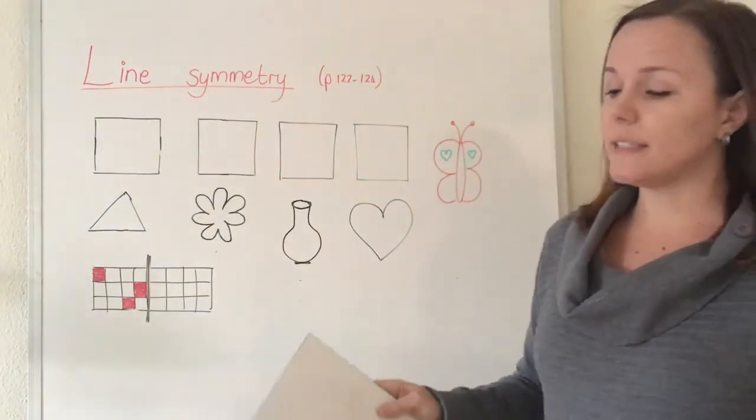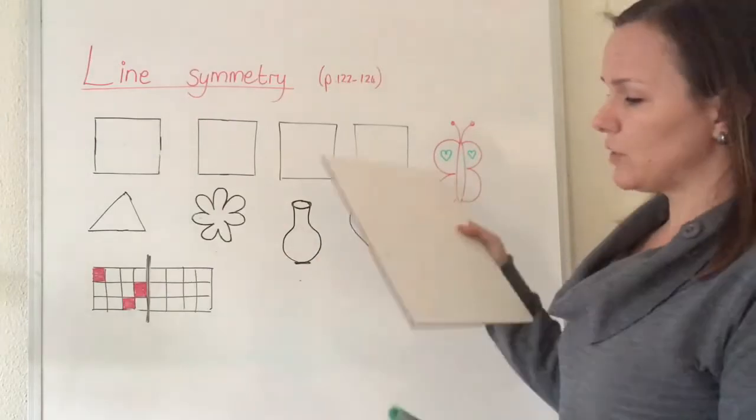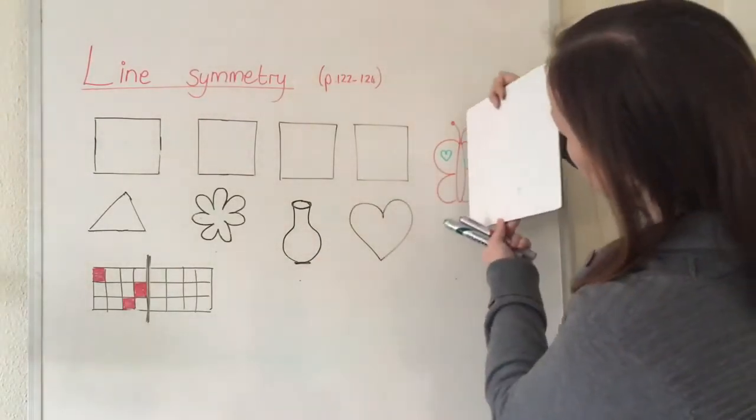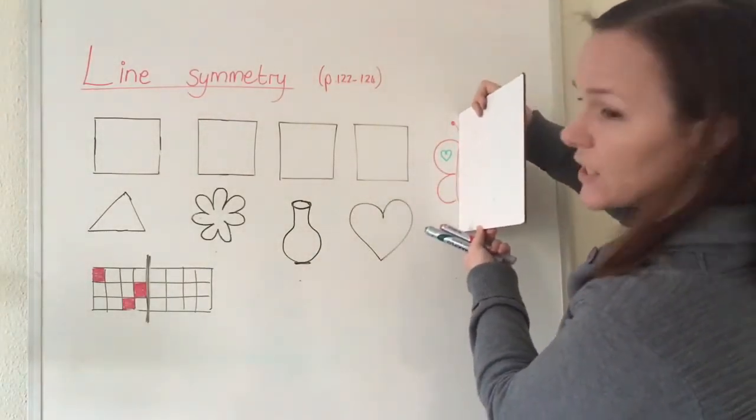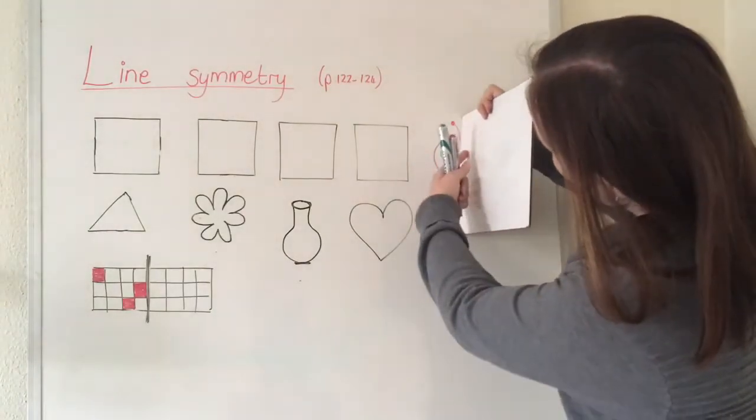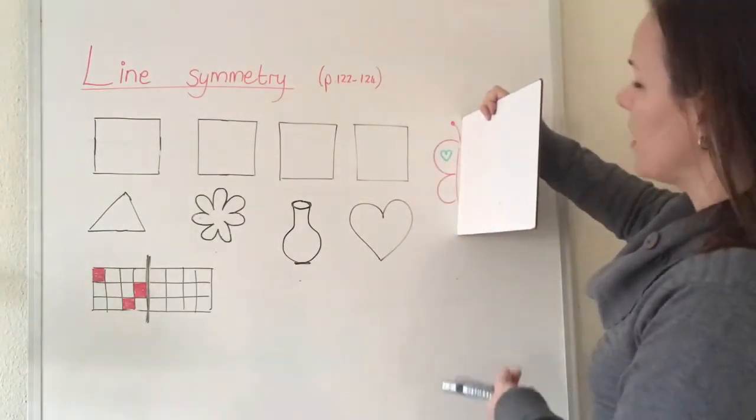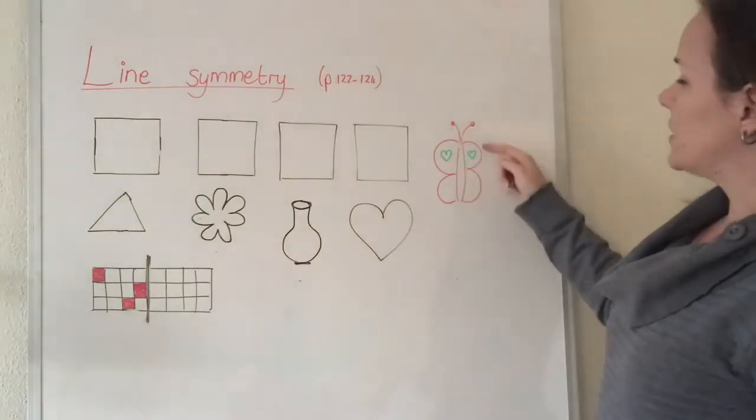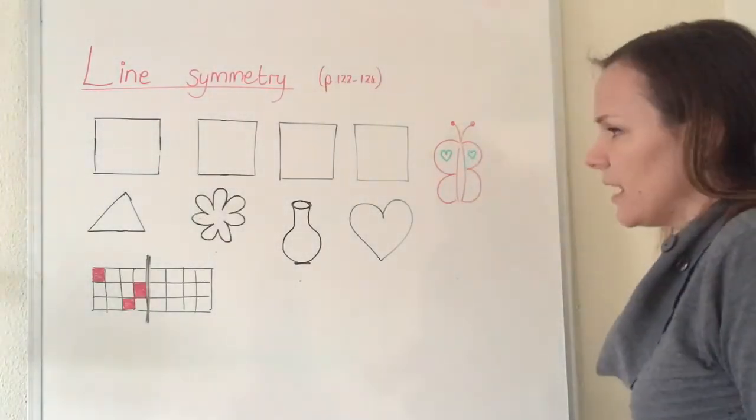And how you can test it is you can take a mirror, let's pretend this is a mirror, and you can put it in the middle of the picture like that and look at the reflection on the mirror over there. Then it should look the same as that side.